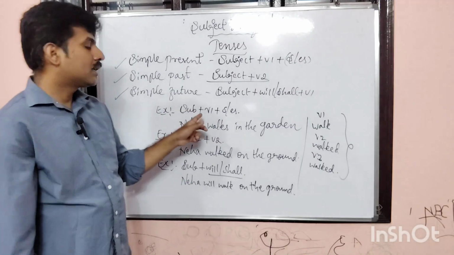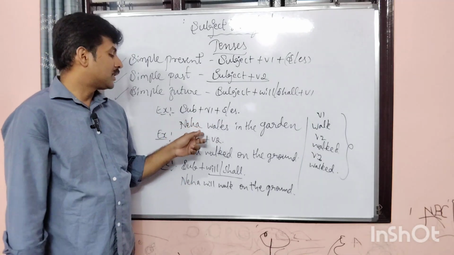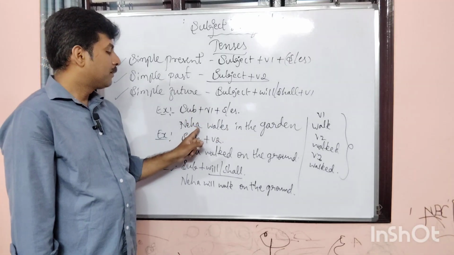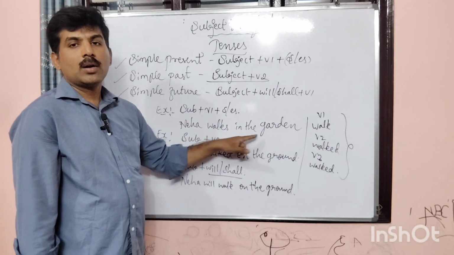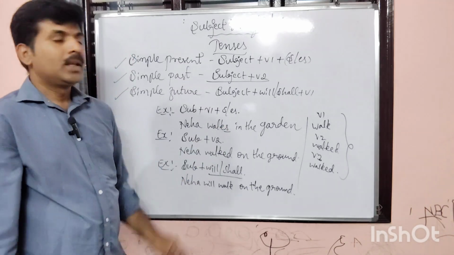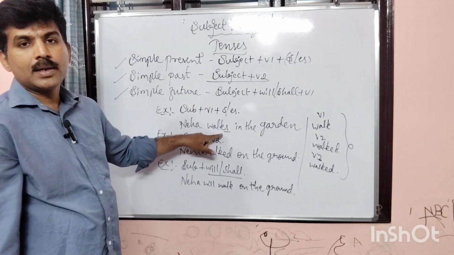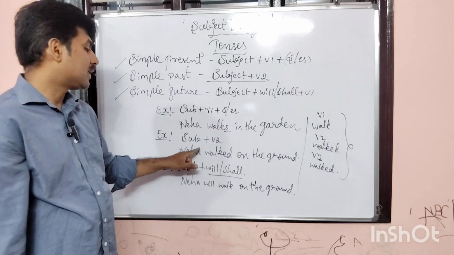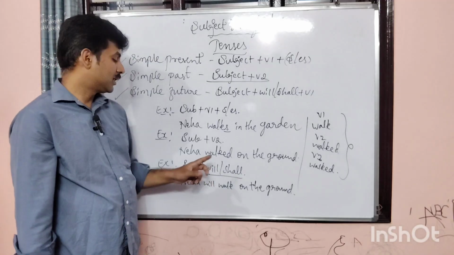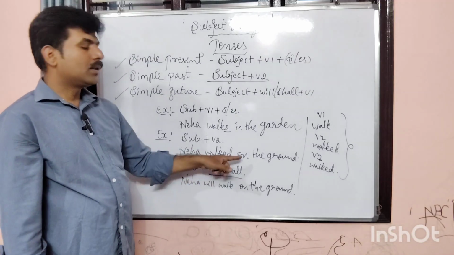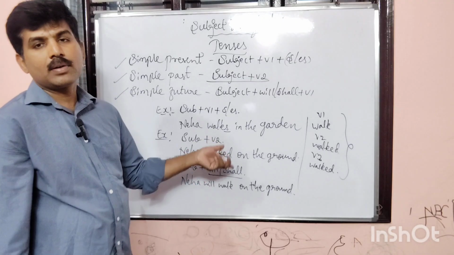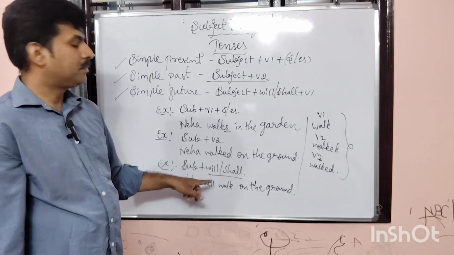I'm giving some examples here. Subject, verb one, S or ES for simple present tense: Neha walks in the garden. If the action word requires it, the S is added in simple present tense, for example talks, walks, likes. Then Neha walked on the ground. Some action words change in several ways, and we will learn that in the next steps.